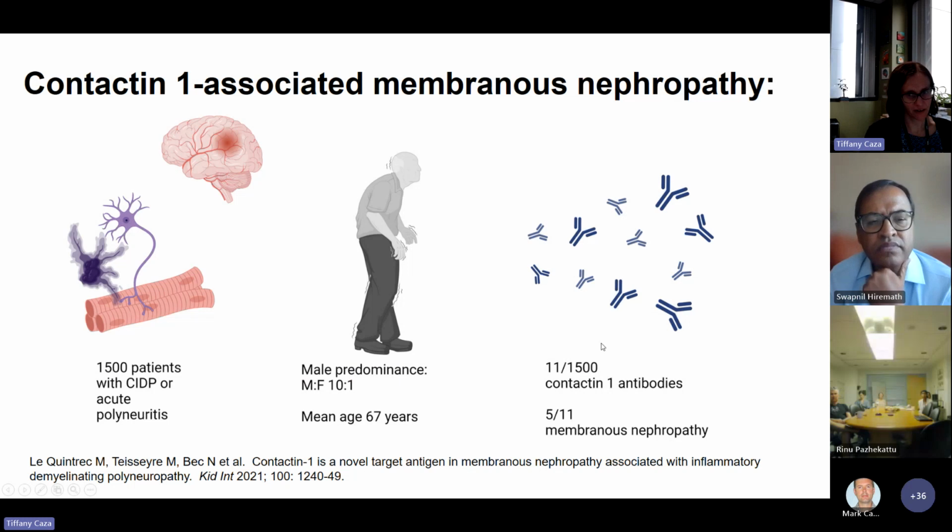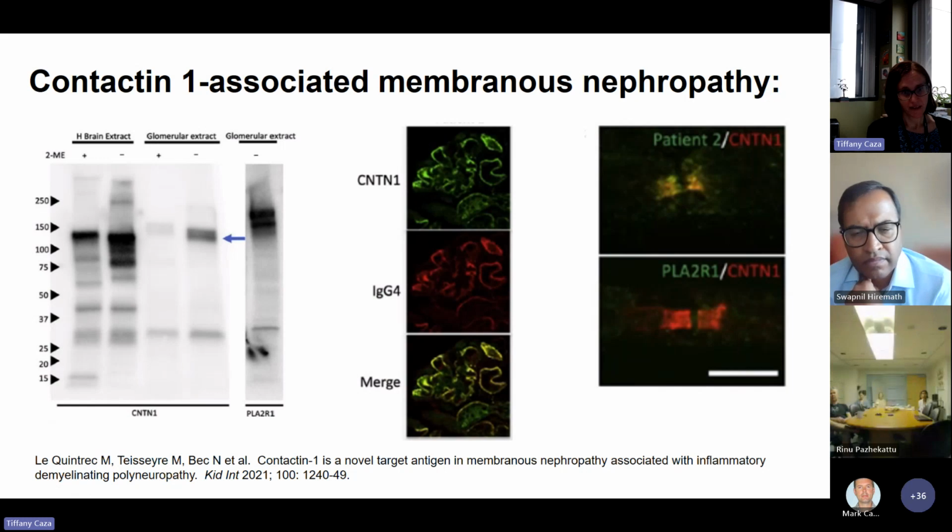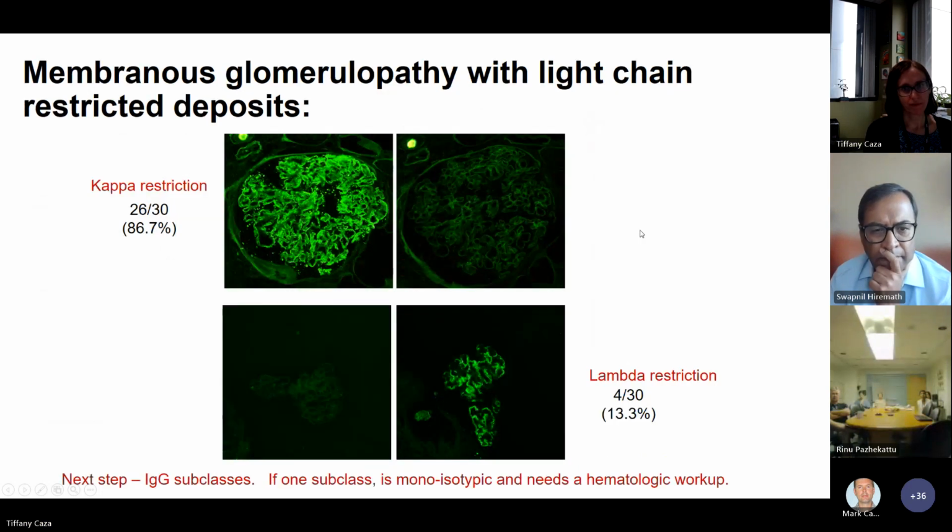So although it's a rare etiology for CIDP, if patients have Contactin-1 associated CIDP, there is a high rate of development of membranous nephropathy. And this was seen by serum immunoprecipitation with both human glomerular extract and human brain extract, where you can see a co-localization with IgG for Contactin-1, not only in the glomerular immune deposits, but also in teased nerve preps.